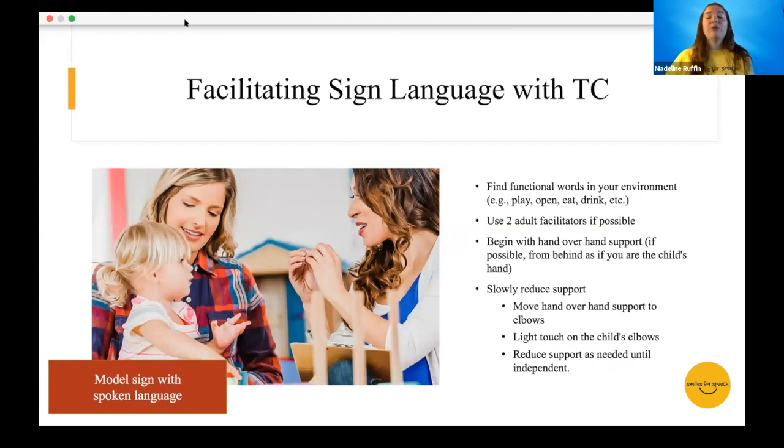We would slowly reduce support to build independence in this communicative attempt. By that, I mean that I would start with my hands directly over a child and move them to their elbows, to then help them move their elbows into the want position. Then I would move to a light touch where they're practically doing it on their own, but I'm just helping facilitate. And then I would reduce my support as needed until that communicative experience is independent for them. They are telling me that they want an object all on their own.